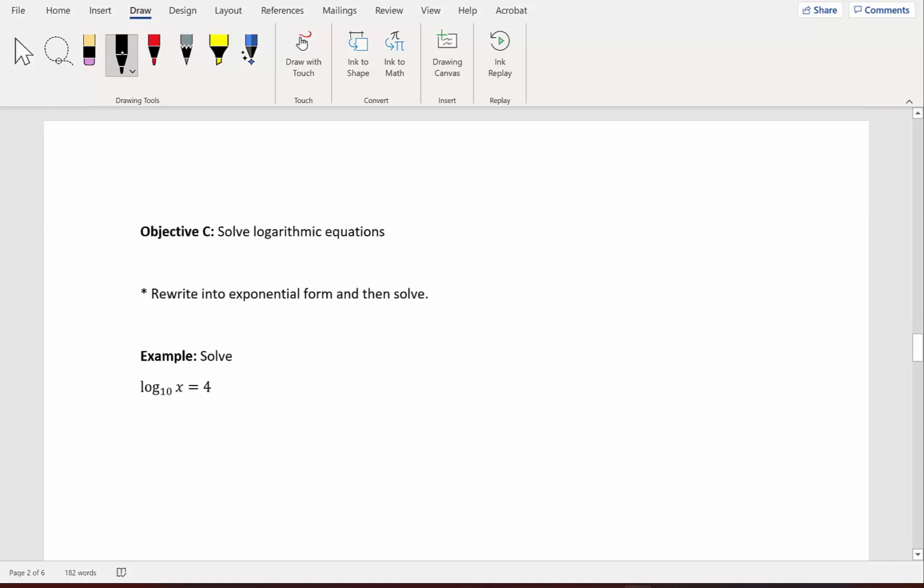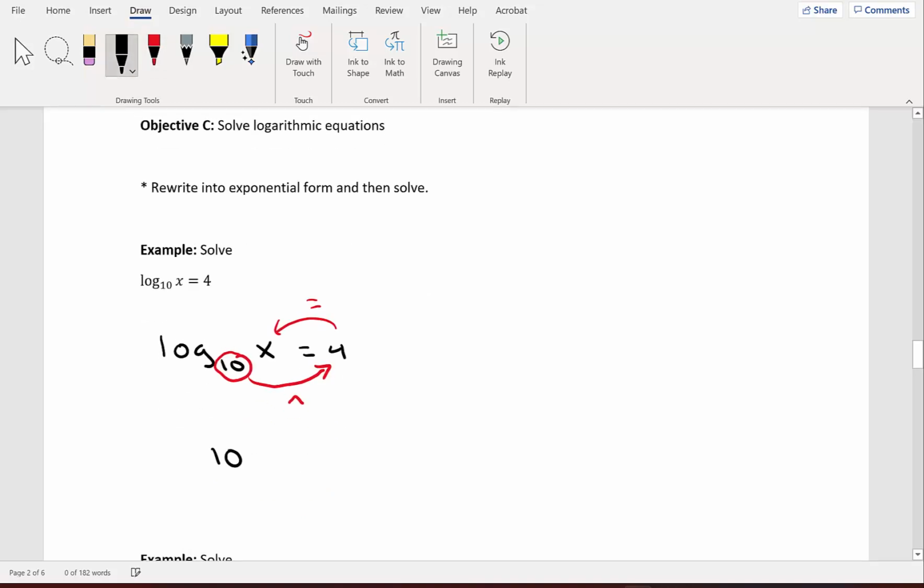So we have our first example, solve log base 10 of x is equal to 4. Well, let's go ahead and rewrite it. So we have 10 raised to the 4th power has to be equal to x. So our x is already solved. It's by itself. We just have to raise 10 to the 4th power. Well, 10 raised to the 4th power gives us 10,000. So we have x is equal to 10,000.